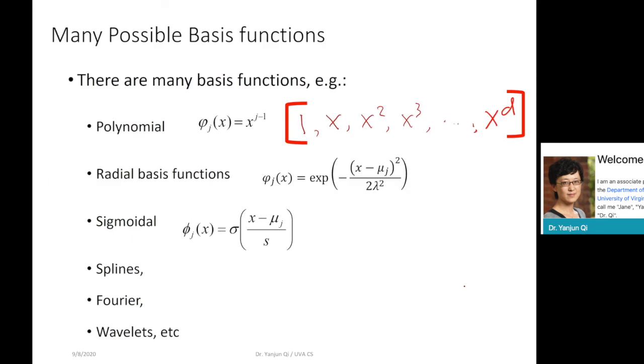There are many other possible basis functions, not just polynomial. There are also radial basis functions, sigmoid functions, splines, B-splines, Fourier basis functions, wavelet basis functions. There are really many kinds. It's just a design, it's your choice. And then you do a linear summation of all the different bases to fit your data.